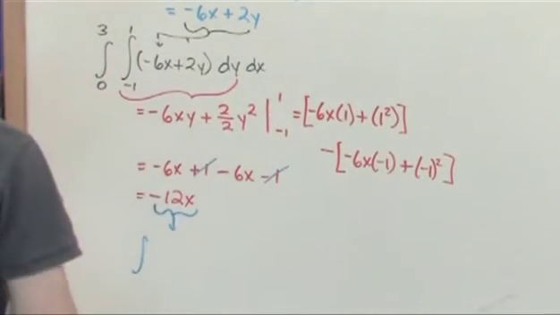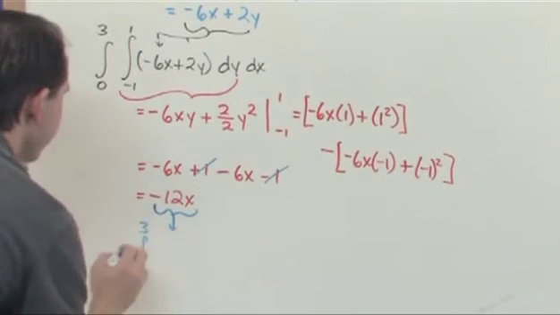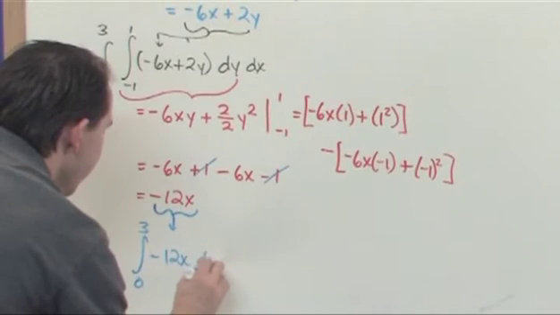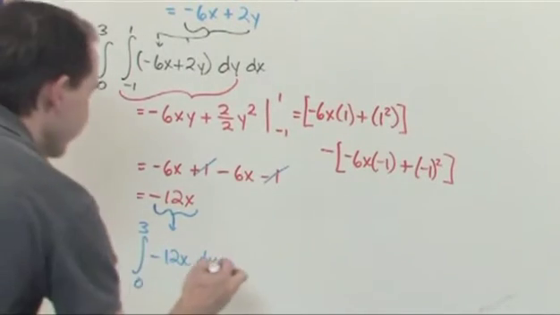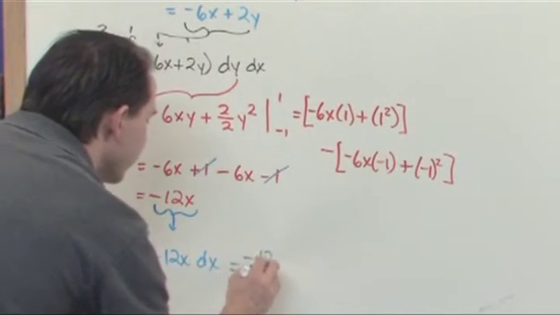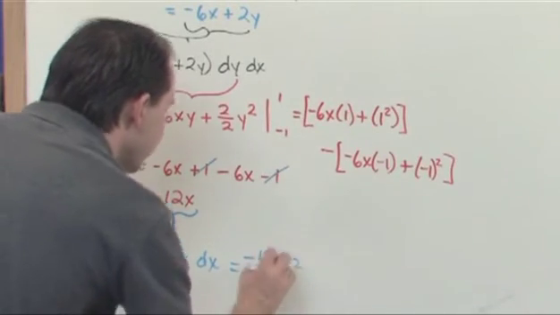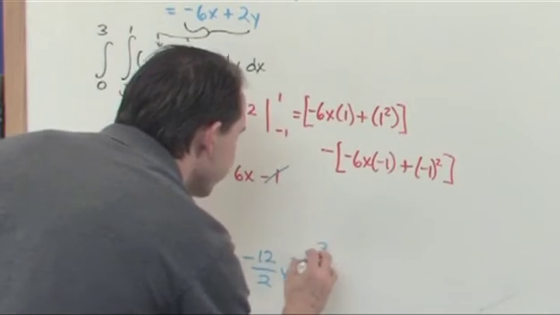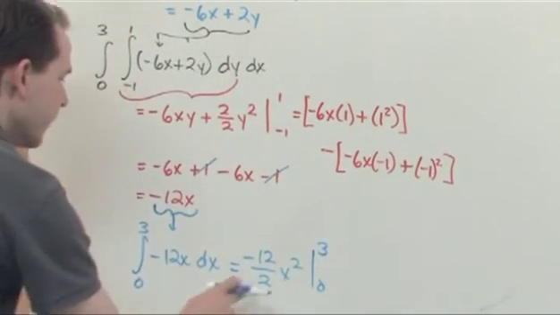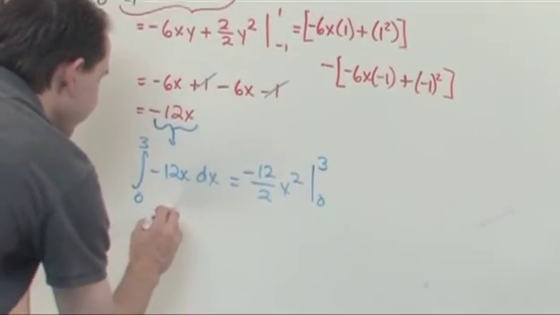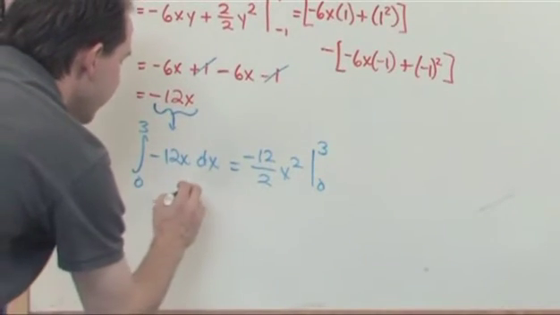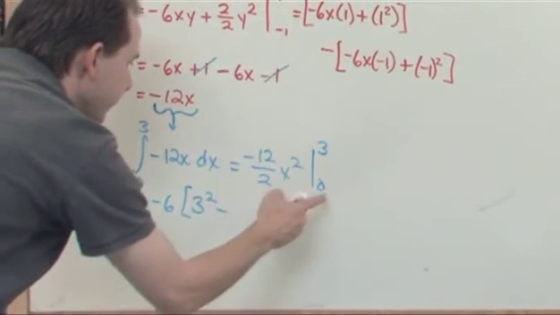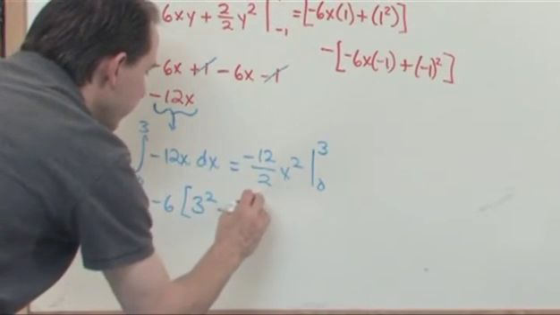So now I'm going to integrate from 0 to 3. The integrand is negative 12x dx, and this is a super simple integral. It's negative 12 over 2 x squared, just a regular polynomial integral, evaluated from 0 to 3. So negative 12 over 2 is negative 6. And then on the inside, I'm going to plug in the top value, which is 3 squared, minus the bottom value, which is 0 squared.